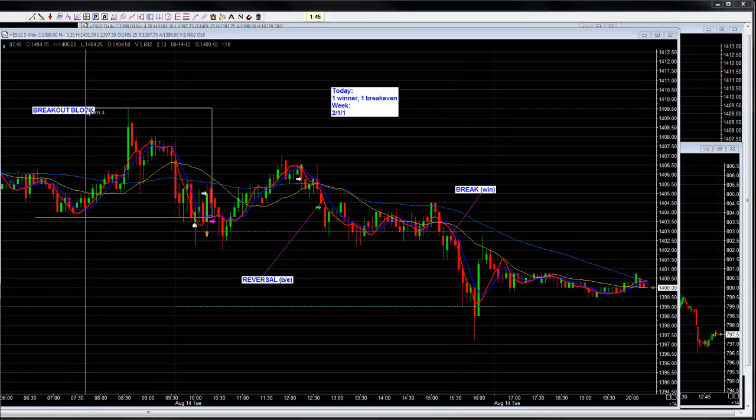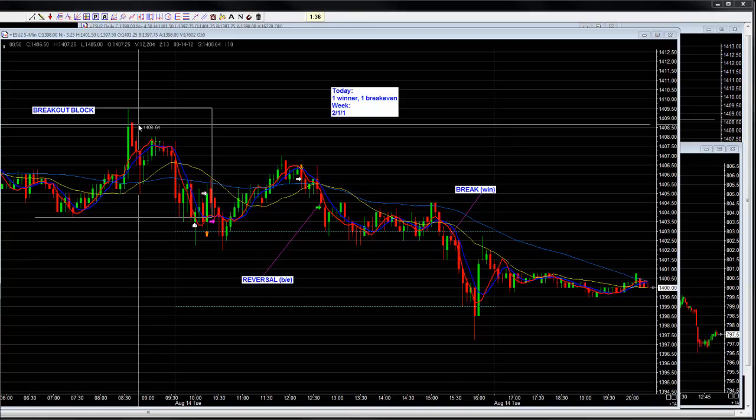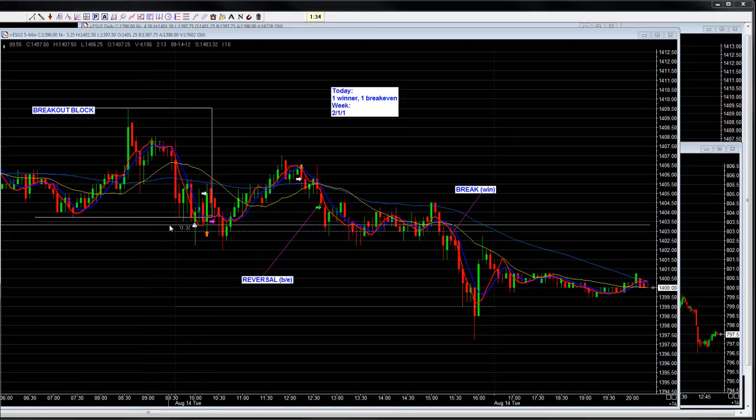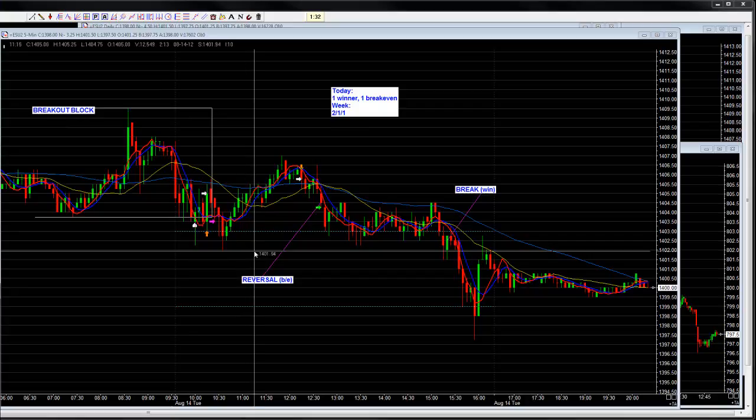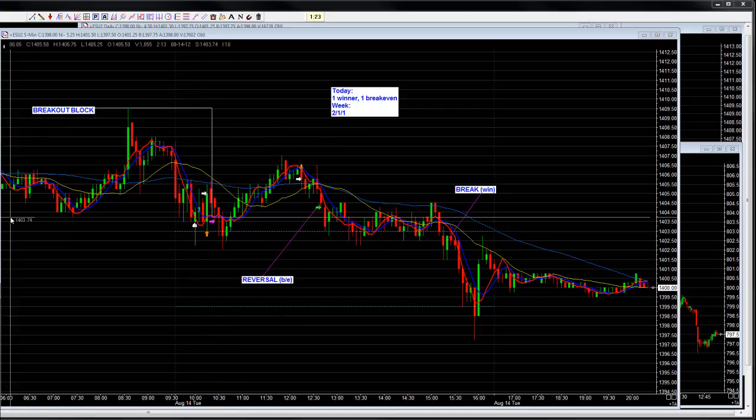Alright, so here's the breakout block. This is the border I'm placing around the pre-market range, using it as a direction to really get an idea of what the market's going to do today. It's also a potential trading area. And you can see two key levels in the marketplace. This 1403 level wasn't actually placed until we really used it as support here. So I'd seen it previously.